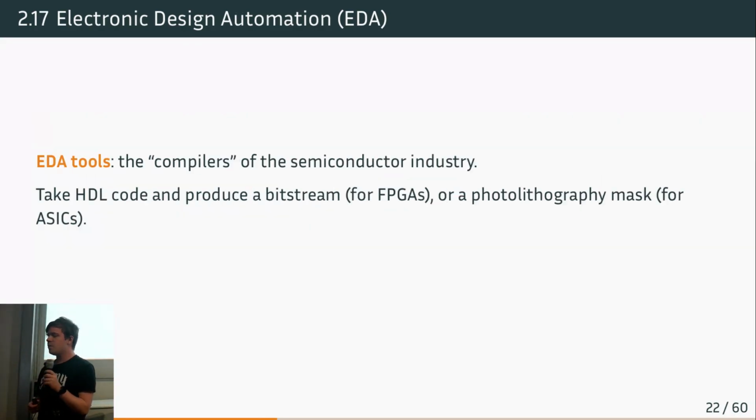But we'll go back to the analogy for a bit because EDA tools are sort of like the compilers of the semiconductor industry. What they do is take HDL code and produce, for FPGAs, what is known as the bit stream, that gets flashed to the FPGA and provides its configuration. Or for ASICs, they provide a photolithography mask that will be actually etched onto the silicon.